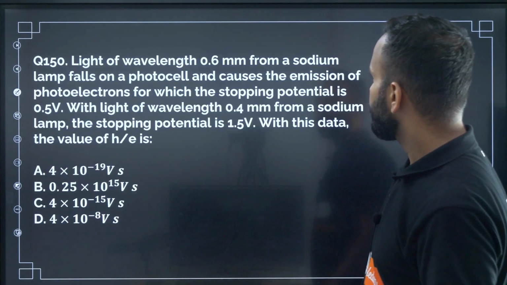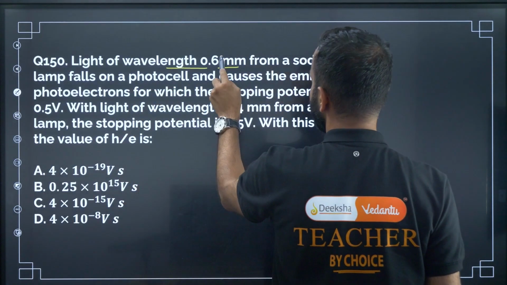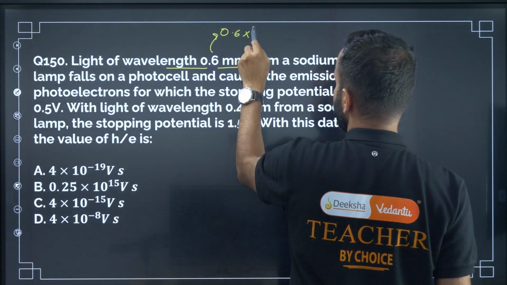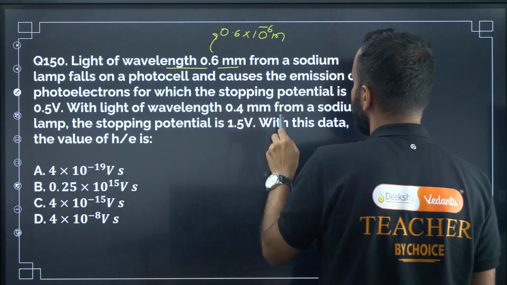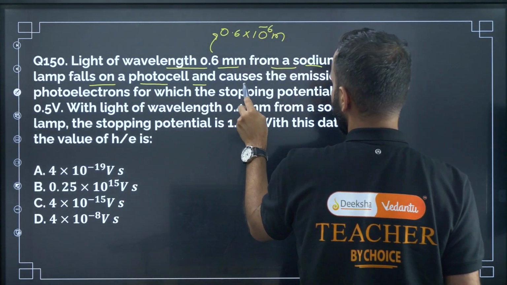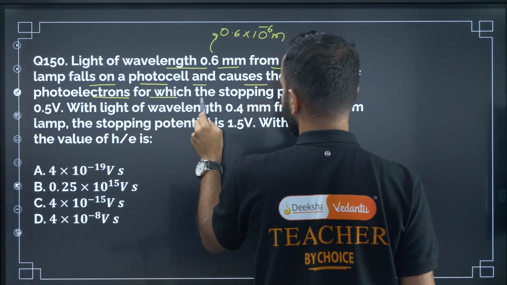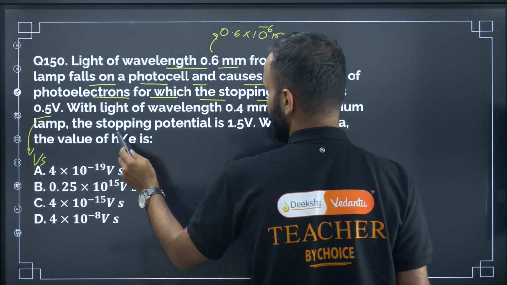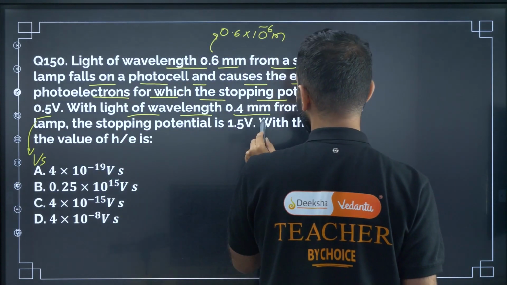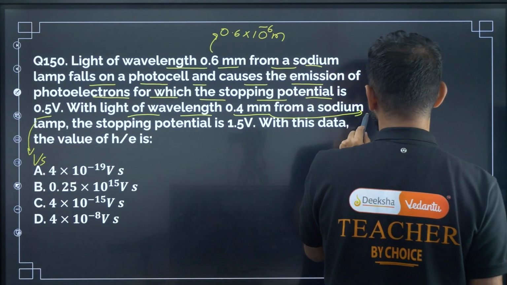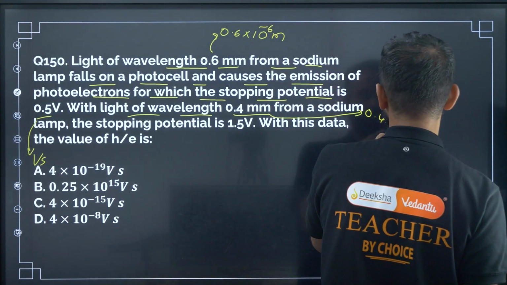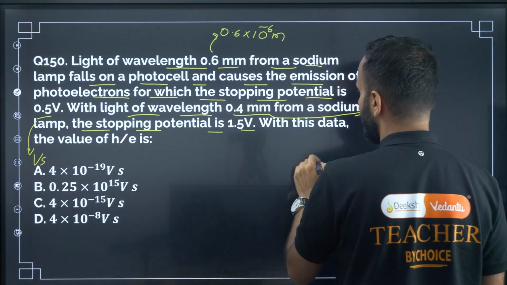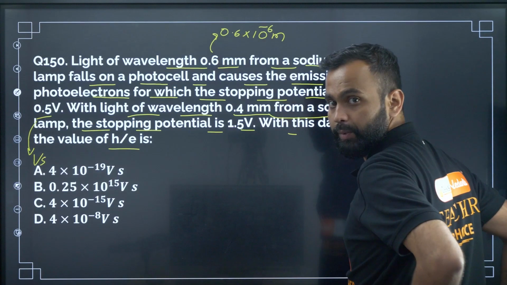Okay. Question number 150. A light of wavelength 0.6 micrometer, that is 0.6 into 10 to the power minus 6 meter, from a sodium lamp falls on a photocell and causes the emission of photoelectrons, for which the stopping potential is 0.5 volt. Here Vs is equal to 0.5 volt. With light of wavelength 0.4 micrometer, that is 0.4 into 10 to the power minus 6 meter, from a sodium lamp, the stopping potential is 1.5 volt. With this data, the value of h by e is.